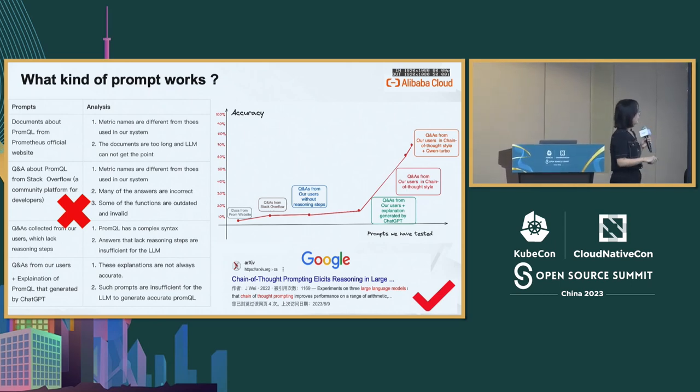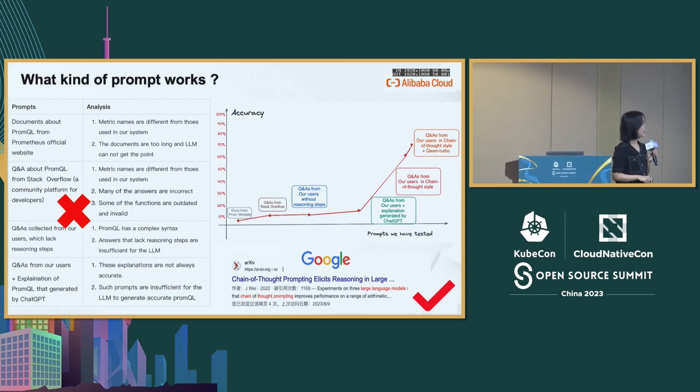After a very long journey, we found a kind of prompt that really works: the Chain of Thought prompting, which is proposed by Google. I mean, the Google Brain Lab, if I remember correctly. At that time the accuracy increased from 20% to 70%. At that time, we used an open source LLM, and then later we used Qwen, I mean the one provided by Alibaba, and then we got another 10% increase.